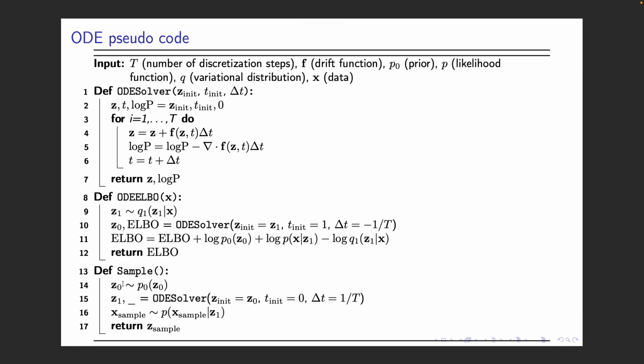Then to sample, like I said already, we sample a new data point. We sample first at 0, and then we solve the ODE. Another detail I didn't mention is that in order to get the log likelihood, you have to start from the data and solve backwards in time. You can see here you have a delta t, which is -1 divided by t. But in order to get data, you start from 0 and solve forward in time, and then in the end, again, sample from the likelihood function.